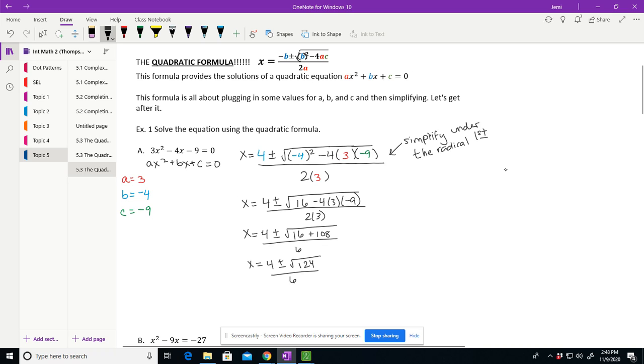All right. Still simplifying the radical, I need the square root of 124. So maybe we come over to the side of our paper and look at the factor tree. 124 is not a perfect square, so I'm going to look for other numbers that I can pull out of 124.